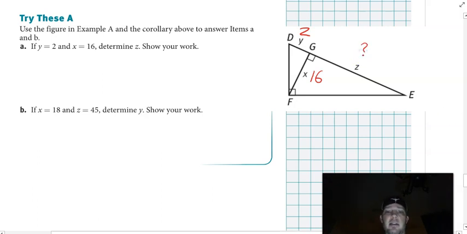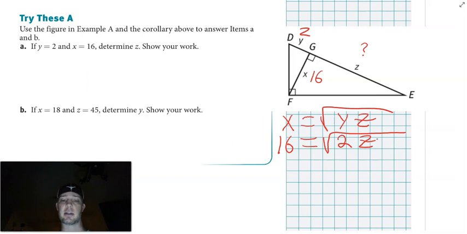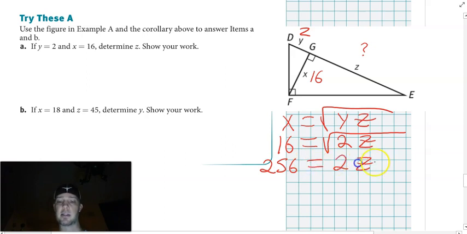I know that the first corollary says when you draw an altitude, that altitude is the geometric mean of the two pieces of the hypotenuse, y and z. Okay, so now we'll just plug in the pieces. x is 16, y is 2, and z is what we're solving for. Okay, so we can square both sides. So 16 squared is 256. And when you square it, cancel that square root, you're left with 2z. Divide by 2 and you get 128.